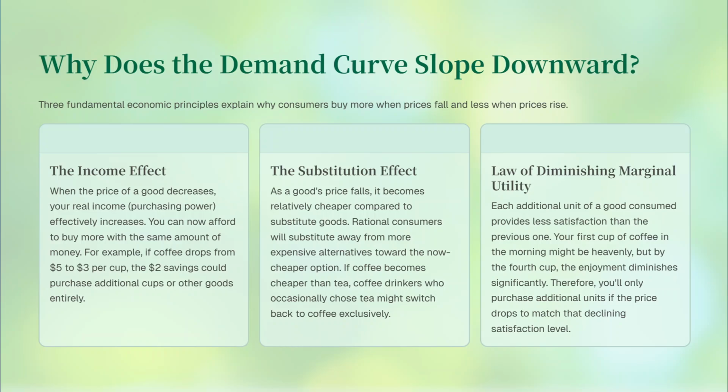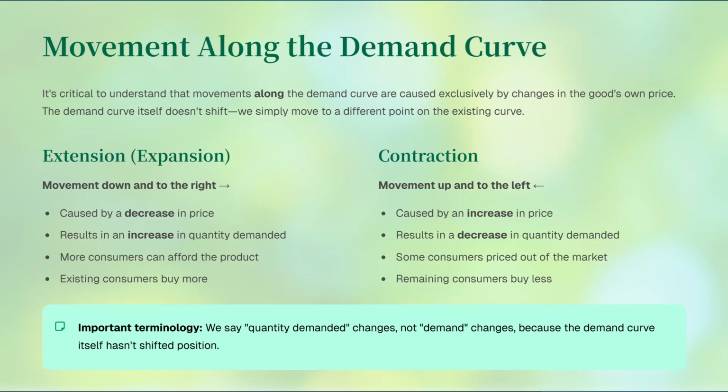This is a critical point for your exams. When the price of the good itself changes and nothing else, we get a movement along the demand curve. If the price falls from 4 to 2, we see a movement down along the curve. This is called an extension or increase in quantity demanded. If the price rises from 2 to 4, we see a movement up along the curve. This is called a contraction or decrease in quantity demanded. Notice the precise language. We say quantity demanded changes, not demand changes. The entire demand relationship is still the same.